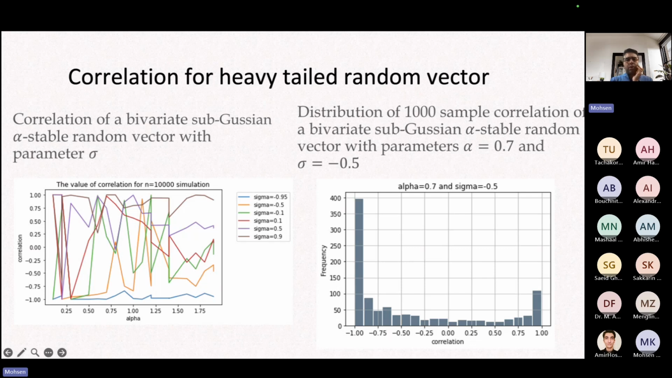You can see I just plot on the left-hand side for different values of alpha and different values of sigma. I generate from the sub-Gaussian, calculate the correlation, and you can see this is completely off. This shows that the sample correlation is not stable. It is not a good measure. It cannot measure the association between two variables when the variables have heavy tail distributions.